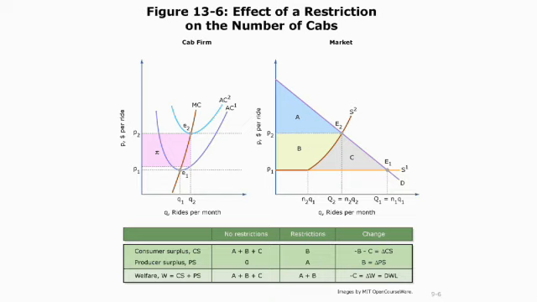Let's say we start at point E1. Big E1 on the right, little e1 on the left. So the right-hand side, this is like our other profit diagrams. The right-hand side is the market. The left-hand side is an individual cab firm. Okay?